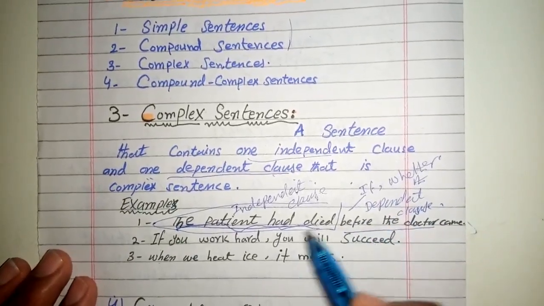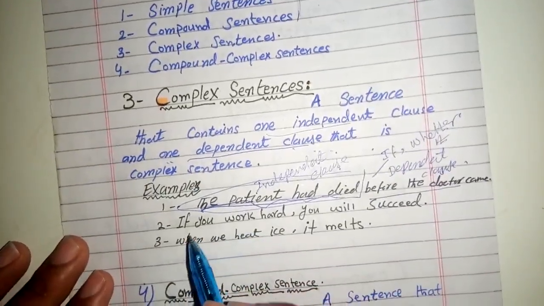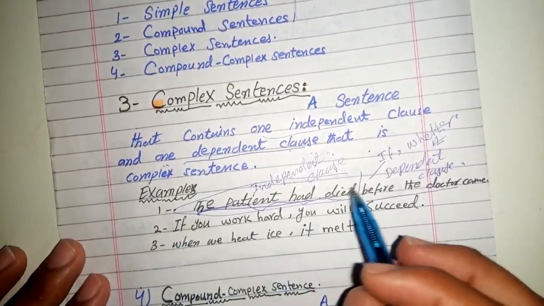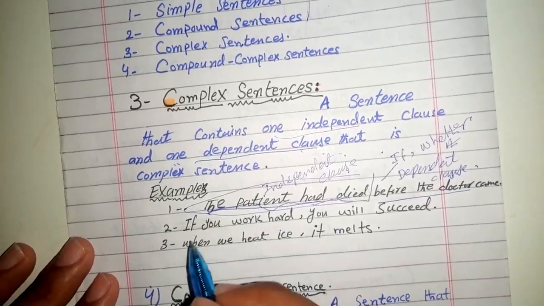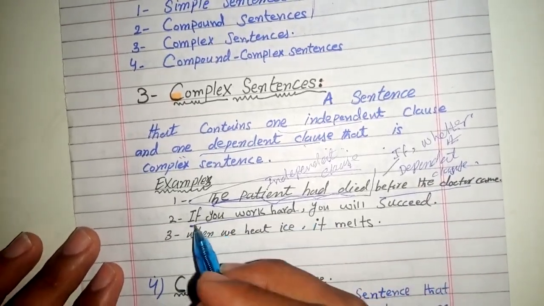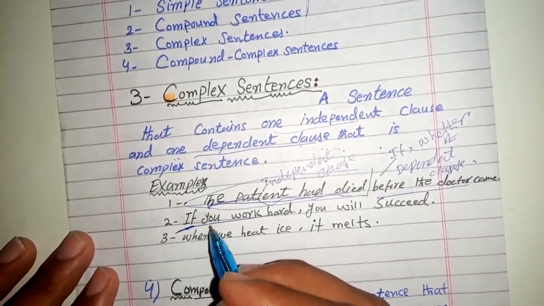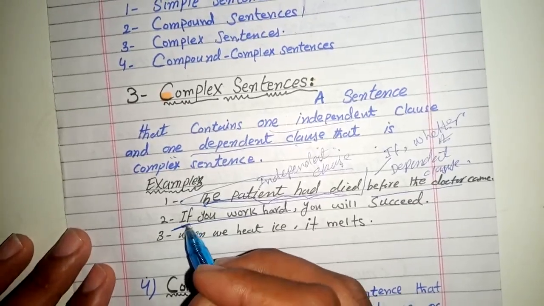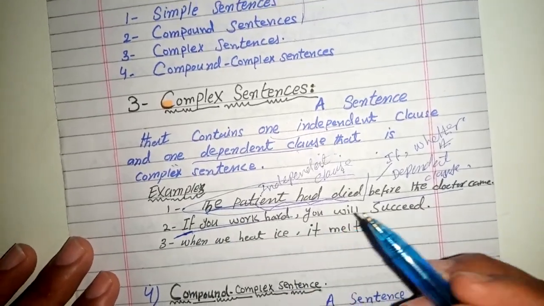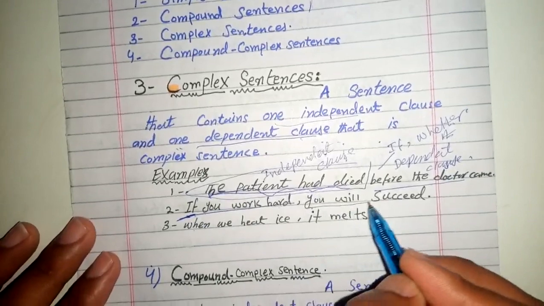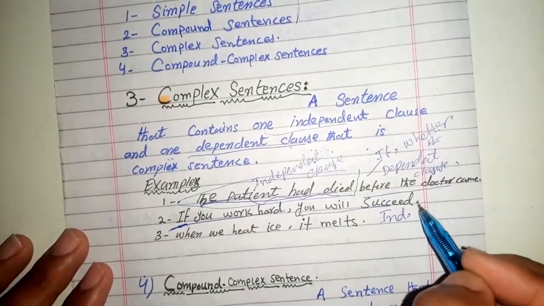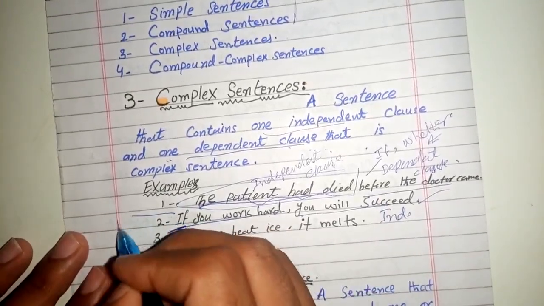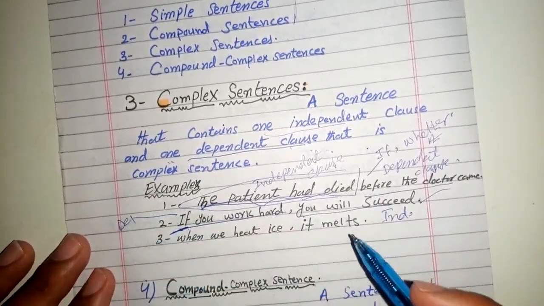Now I'm going to give another example. If you work hard, you will succeed. I told you that when "if" comes at the beginning of a clause, that is a dependent clause, because it doesn't give a complete thought. If you work hard, what will happen? You will succeed. So that is the independent clause, because it's expressing a complete thought, and "if you work hard" is a dependent clause. It is not expressing a complete thought.